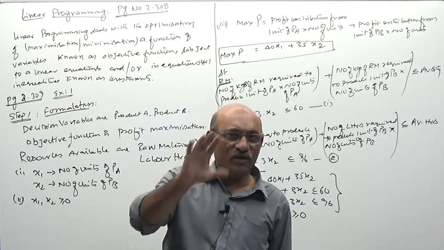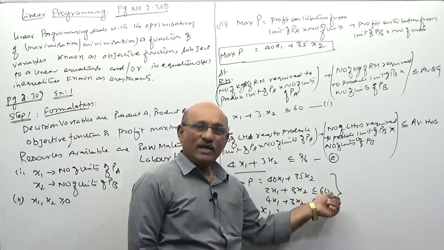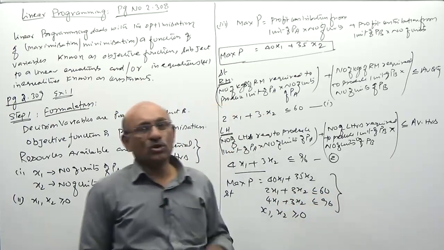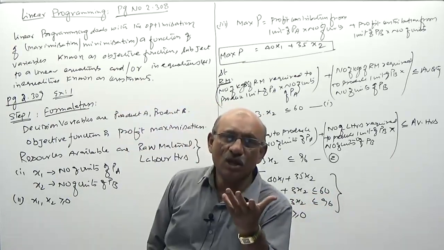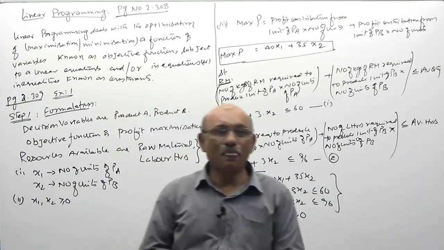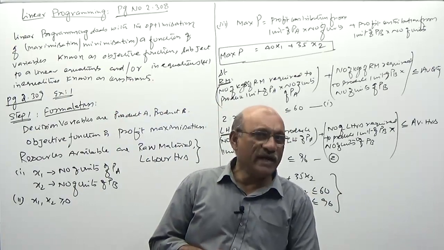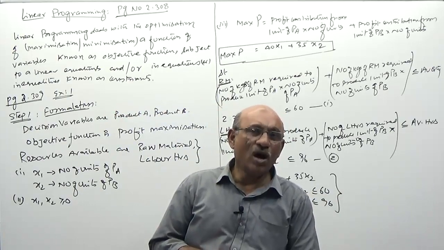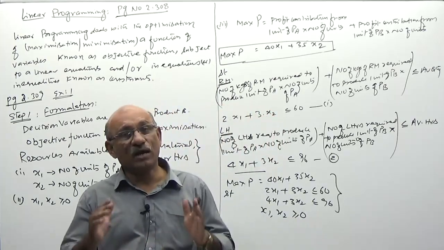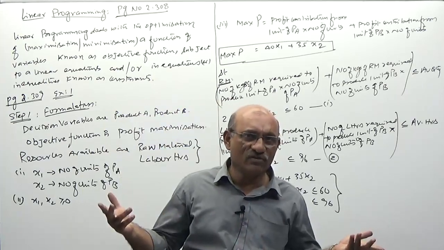Restrictions are imposed for resources only. What is given in the question? 60 kilograms of raw material is available, 96 labor hours are available. So, whatever combination you are producing, it must be produced using all the 60 kilograms of raw material and 96 labor hours, or less than 60 kilograms of raw material and 96 labor hours. Overutilization is not there.